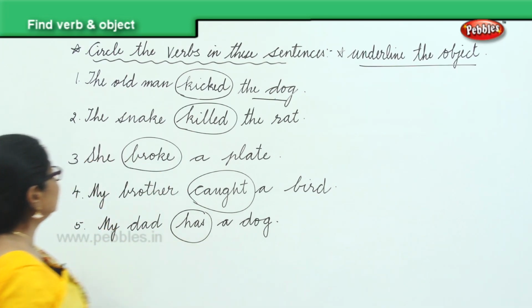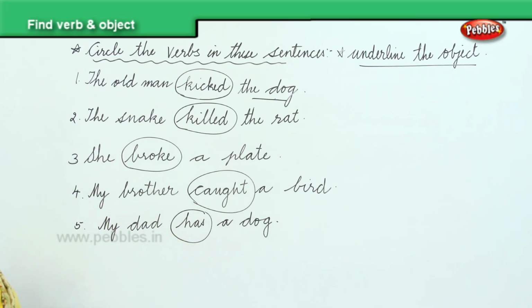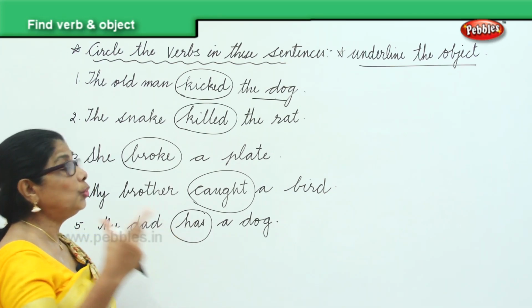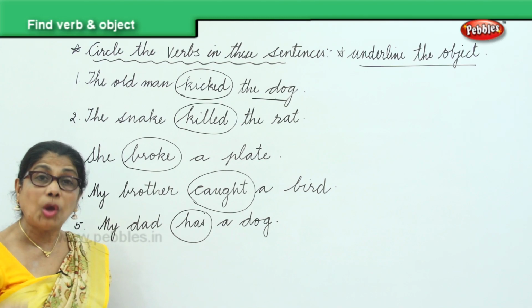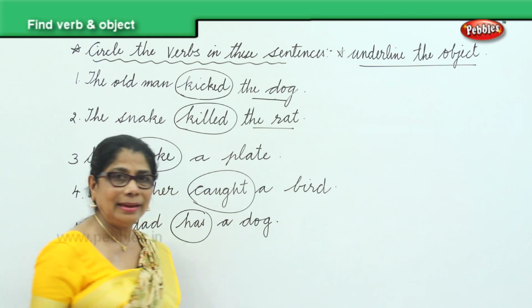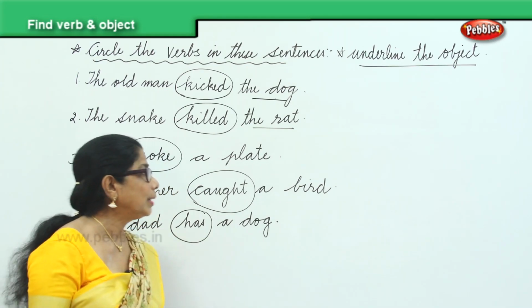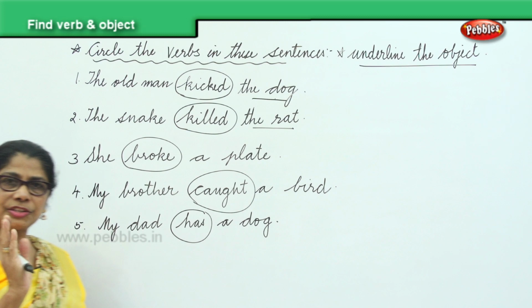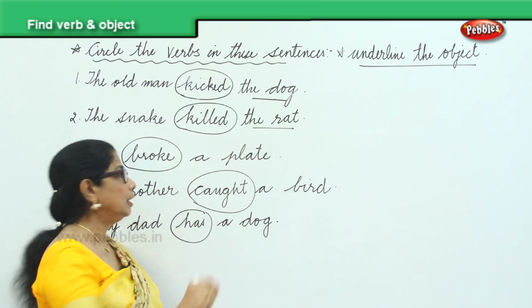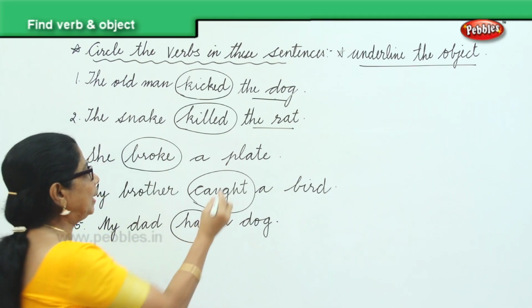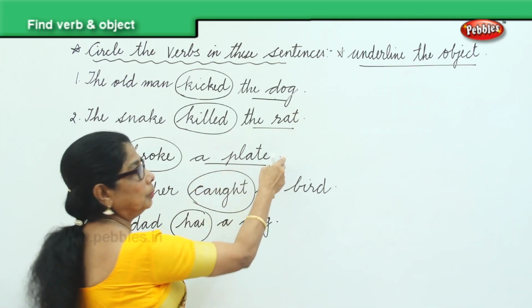The dog. Second sentence, the snake killed the rat. The snake, what did he do? He killed. Where is the object? What is the object the snake killed? The rat. Underline the object, rat. The next sentence we have, she broke a plate. The subject, she. What action did she do? She broke a plate. She broke. Now, object. What object did she break? Plate. Plate is the object.